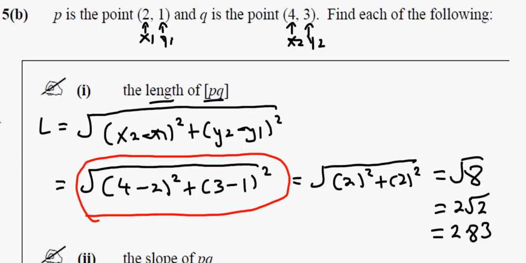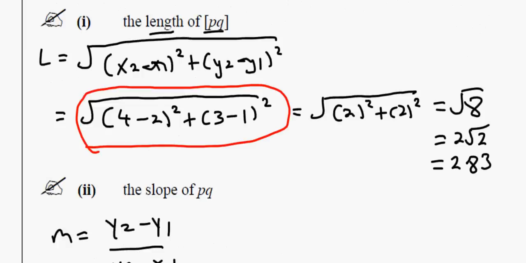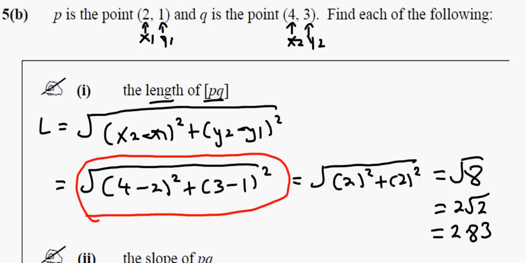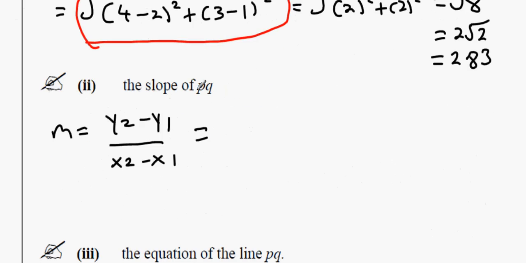Now, find the slope. The slope of the line is given by the letter m. M is the slope, which makes this y2 minus y1 over x2 minus x1. Look up the top and make sure you know what y2, x2, y1 and x1 are. Going back down to the bottom here, y2 is the number 3, y1 is the number 1, x2 is the number 4, and x1 is minus the number 2.